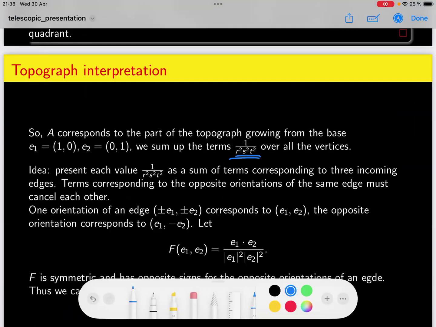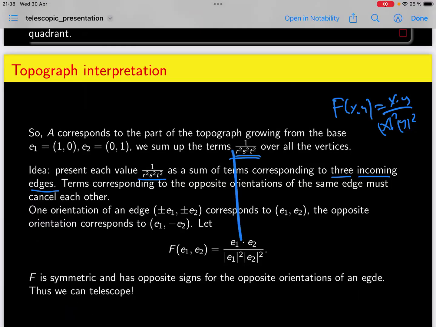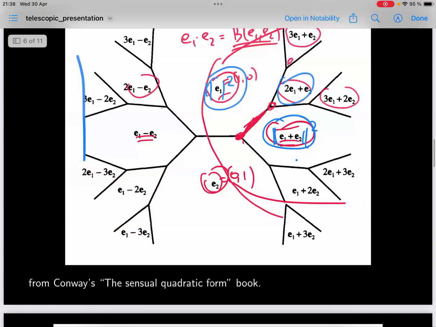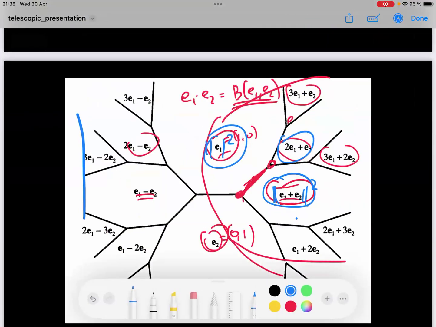Now, how to interpret this telescoping method in terms of topograph? We just present every value like that as a sum of terms corresponding to 3 incoming edges. So for every edge, we have this function f. Remember, f of xy is just x times y divided by x squared plus y squared. And up to signs, it's exactly this. So you have a topograph, and then for every edge, you have 3 terms.